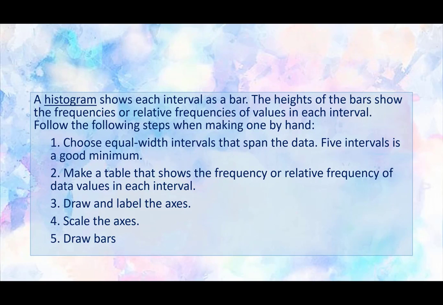Remember that frequencies is count and relative frequencies is percent or proportion of the values in each interval. We're going to follow the steps when making one by hand. First, choose equal width intervals or bin widths that span the data. Five intervals is usually a good minimum to start with. Then make a table that shows the frequency or relative frequency of the data values in each interval. Then draw and label the axes, scale the axes, and draw the bars.